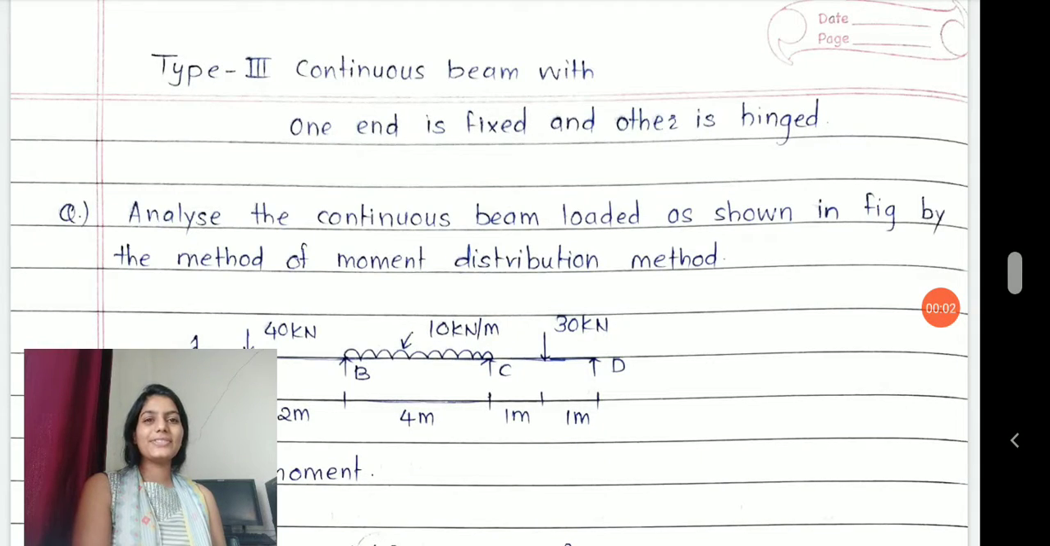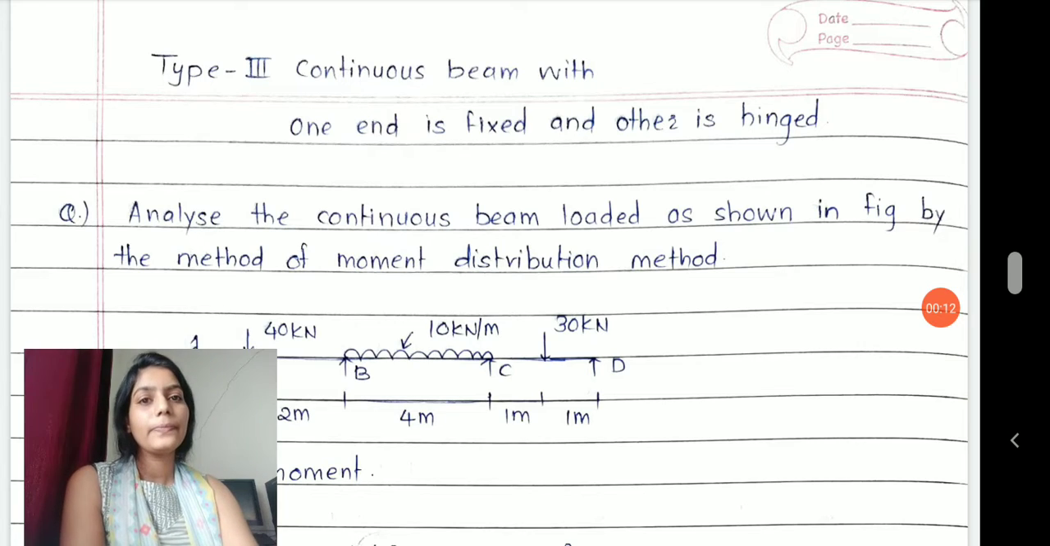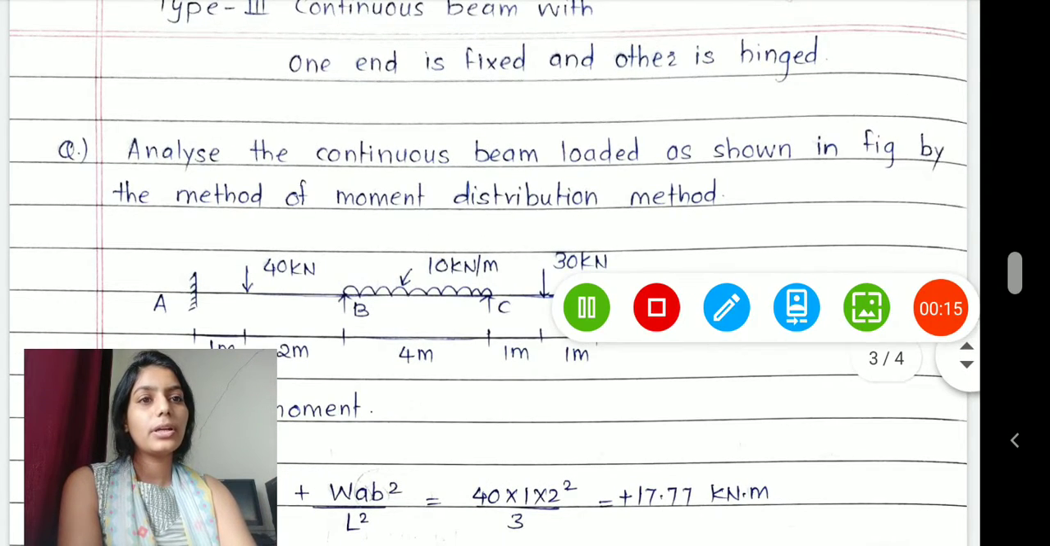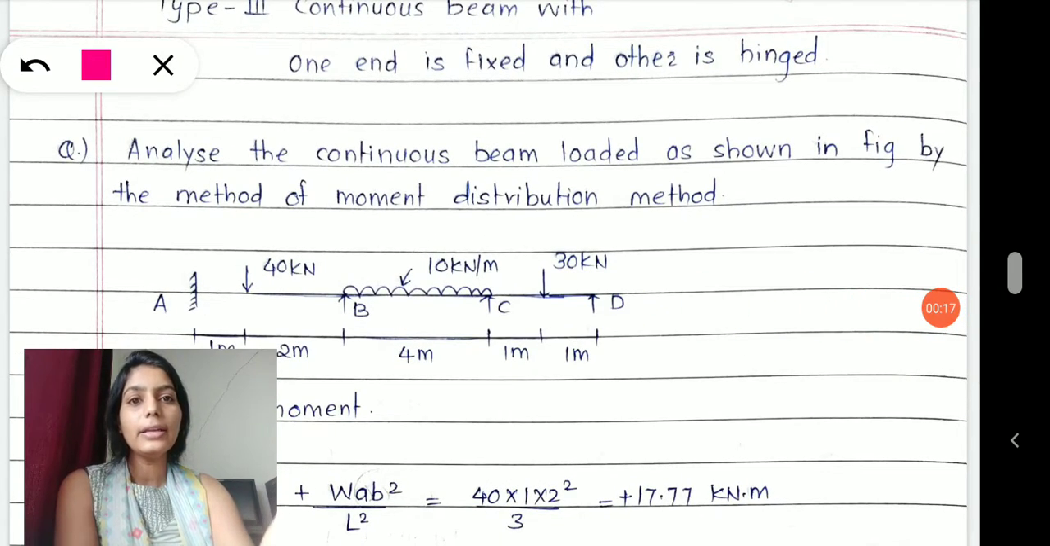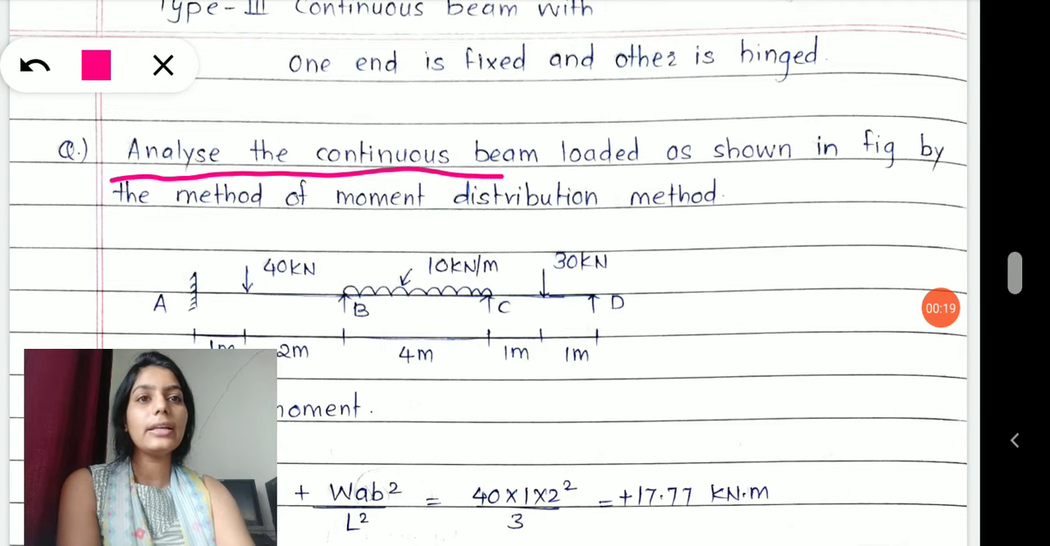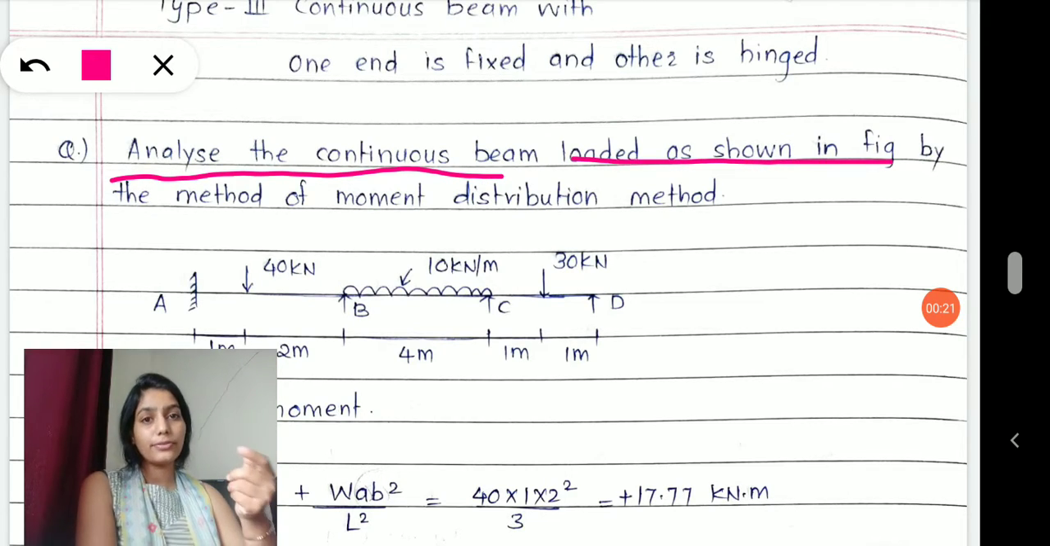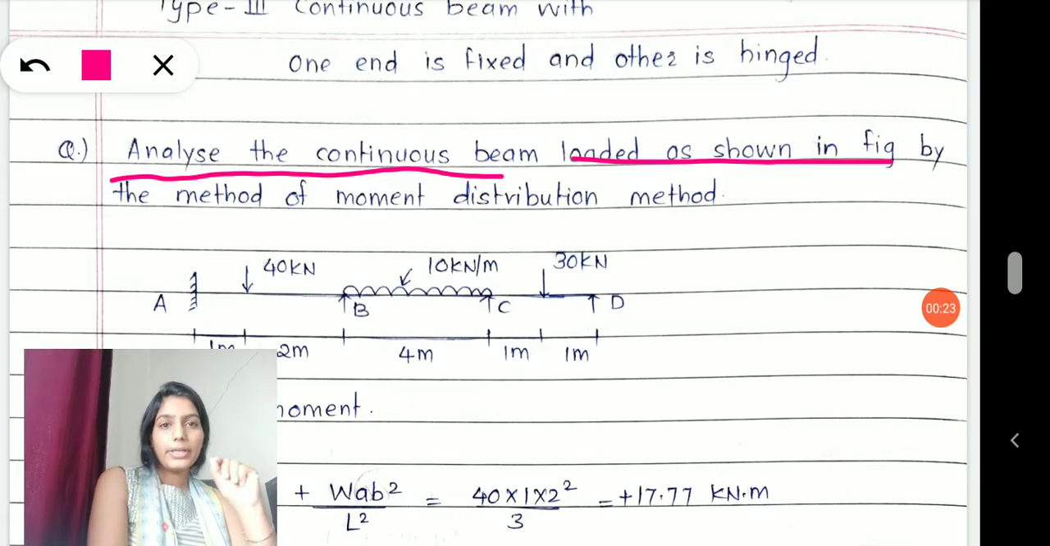Hello students, in today's class we will discuss type number 3, which is a continuous beam with a fixed end. One end is fixed but the other end is hinged. As you can see in the diagram, very quickly we will go to the analysis part. Here you can see: analyze the continuous beam loaded as shown in the figure with the moment distribution method.